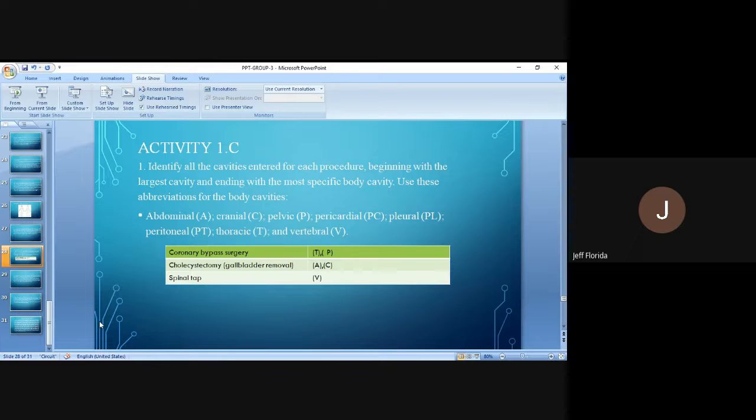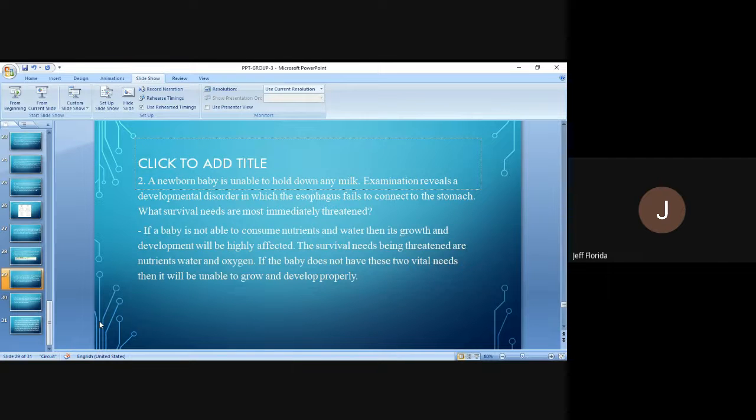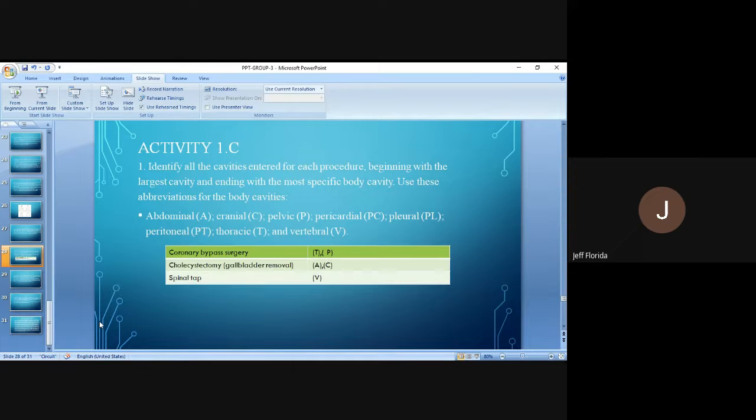The abdominal cavity contains the liver, the pancreas, and the spleen. The cranial cavity contains the brain and the skull. The pelvic cavity contains the urinary bladder, rectum, and pelvic genitals. The pericardial cavity contains the heart. The pleural cavity contains the lungs.